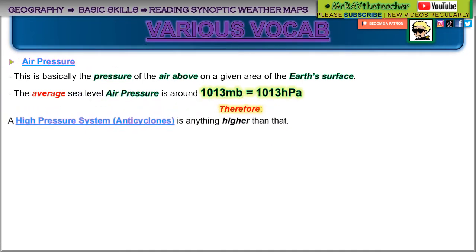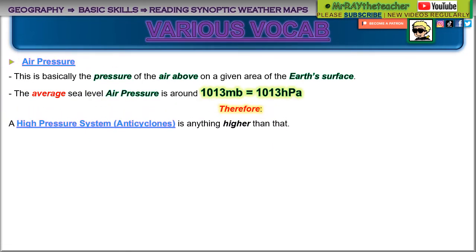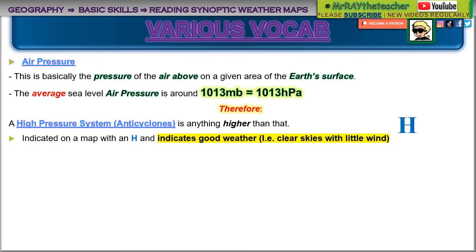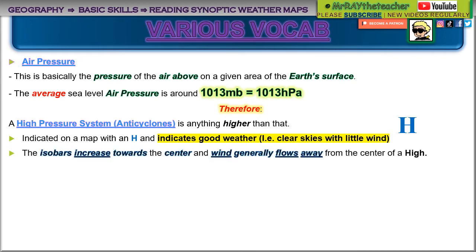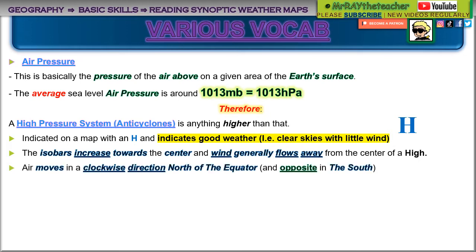Therefore, a high pressure system, anticyclones, is anything higher than that. It's indicated on the map with an H. Indicates good weather, so clear skies, little wind. The isobars increase towards the center, and wind generally flows away from the center of a high. Air moves in a clockwise direction north of the equator.